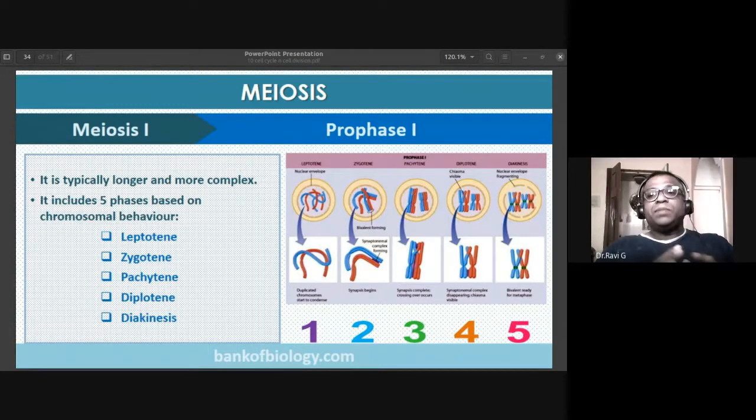Diakinesis is terminalization of chiasmata, and a fragment of maternal chromosome gets attached to paternal and a fragment of paternal chromosome gets attached to maternal chromosome. So there is the terminalization of chiasmata, and a bivalent body is prepared for the metaphase stage. Okay, so these are the synopsis of the entire prophase one. We'll discuss each and every stage of it in detail.